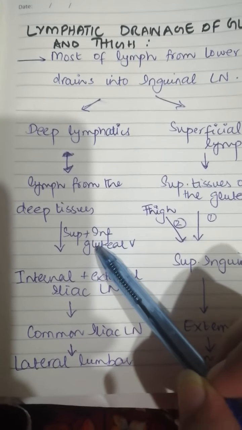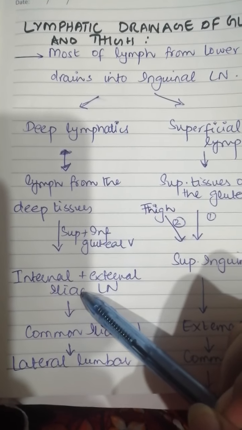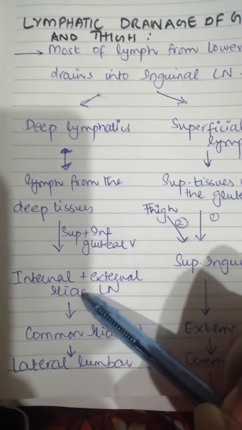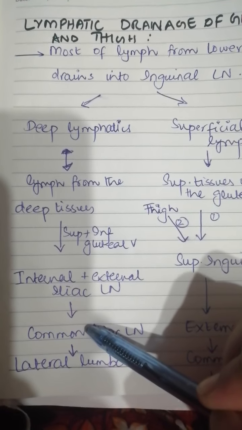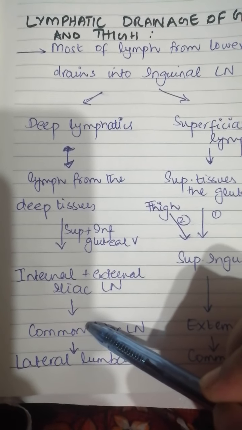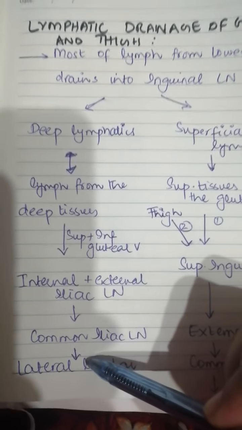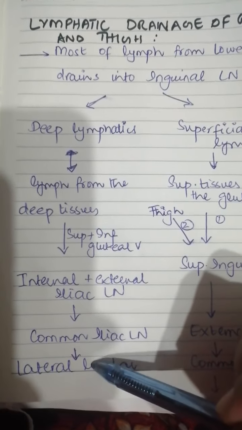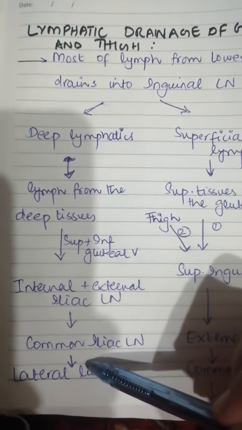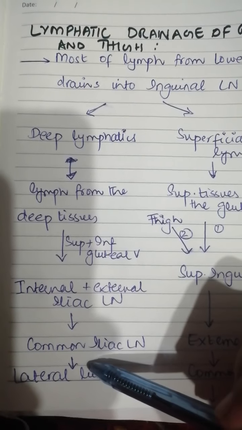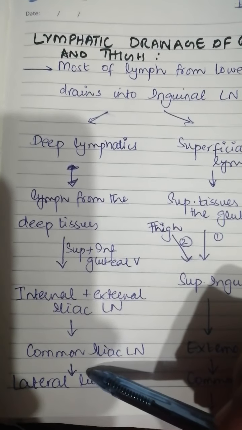They follow the superior and inferior gluteal lymph nodes, and from these nodes the lymph passes to the internal and external iliac group of lymph nodes, and from the external and internal iliac group towards the common iliac lymph nodes. From the common iliac lymph nodes, the lymph is drained finally into the lateral lumbar nodes, also called the lateral aortic group of lymph nodes. They lie on each side of the inferior vena cava and the aorta.